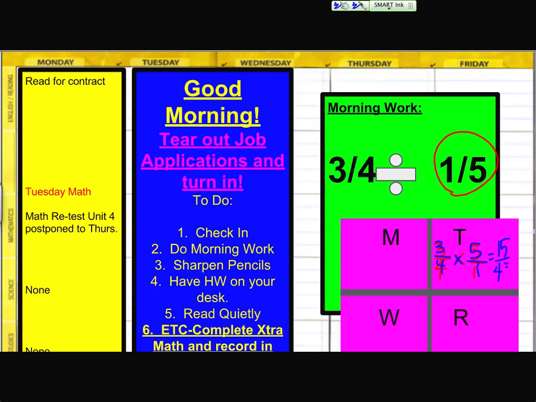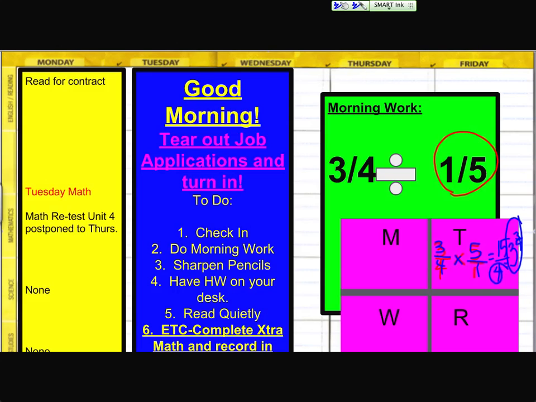Ben? 3. And what is 4 times 3? 12. So how much is left over after you subtract 12 from 15? 3 what? 3 out of 4. So your answer should have been 3 and 3/4. Okay?